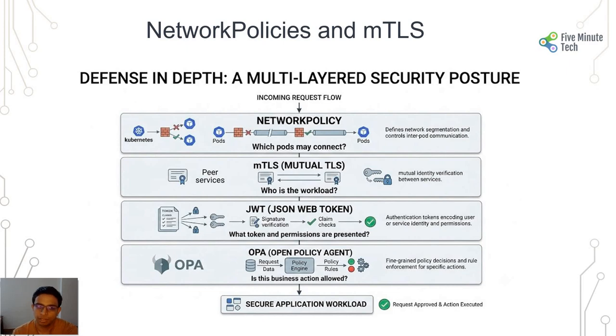Network policy without application authorization is insufficient. JWT without workload identity is insufficient. mTLS without your business authorization is insufficient. Zero trust is achieved through layered, mutually reinforcing controls.